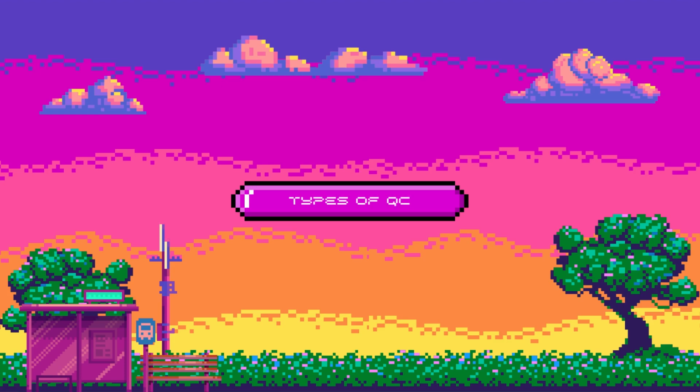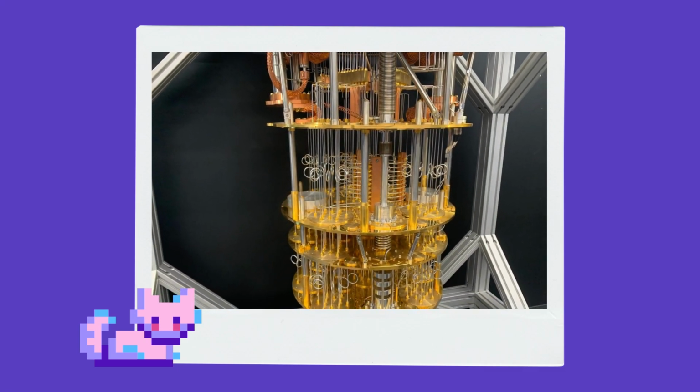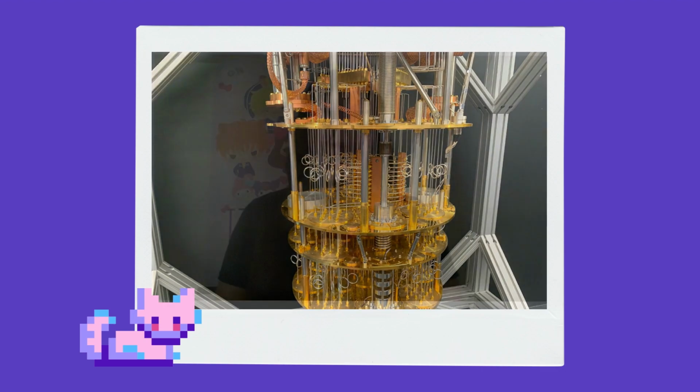Types of quantum computers. Starting off with superconducting quantum computers, the most common type of quantum computer currently being developed. Superconducting quantum computers use superconducting circuits to manipulate qubits. Now, you may be asking, what does superconducting mean? Well, superconducting simply means that a material has the property of being able to run electric current with little to no resistance. If you ask me, I think that's a pretty cool property to have.